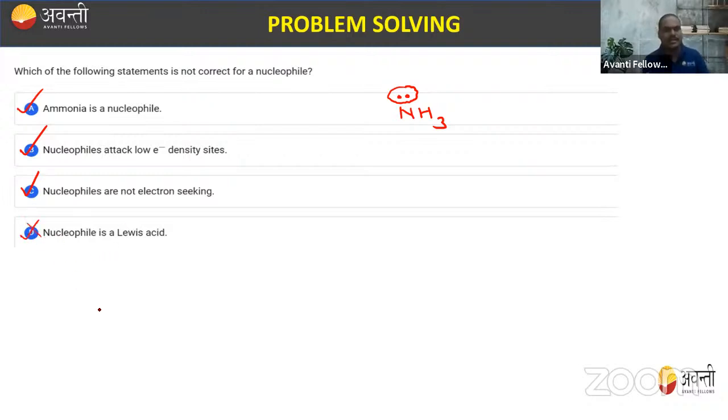अब डी ऑप्शन बचा है. कैसे? कि न्यूक्लियोफाइल इज अ लेविस एसिड. ये गलत है, बिकॉज न्यूक्लियोफाइल को हम क्या बोलते हैं? लेविस बेस. इसको हम क्या बोलते हैं बेटा? लेविस बेस, बिकॉज दे हैविंग टेंडेंसी टू डोनेट इलेक्ट्रॉन. तो इनके पास टेंडेंसी होती है इलेक्ट्रॉन को डोनेट करने की, इसीलिए दे आर कॉल्ड लेविस बेस, नॉट लेविस एसिड.